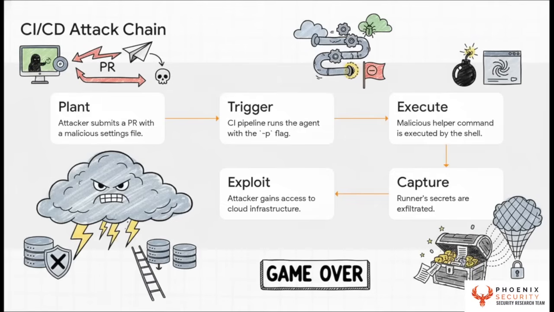Everything. So here's the entire attack, laid out step by step. It's almost a playbook. 1. An attacker just submits a pull request with that poison settings file. 2. The CI pipeline kicks in, sees that -p flag, and just automatically trusts the bad config, no questions asked. 3. The malicious helper command runs. 4. It grabs all the environment variables and secrets it can find and ships them off to the attacker. And 5. It's game over. The attacker now has the keys and can just waltz right into your cloud infrastructure and private code repositories.